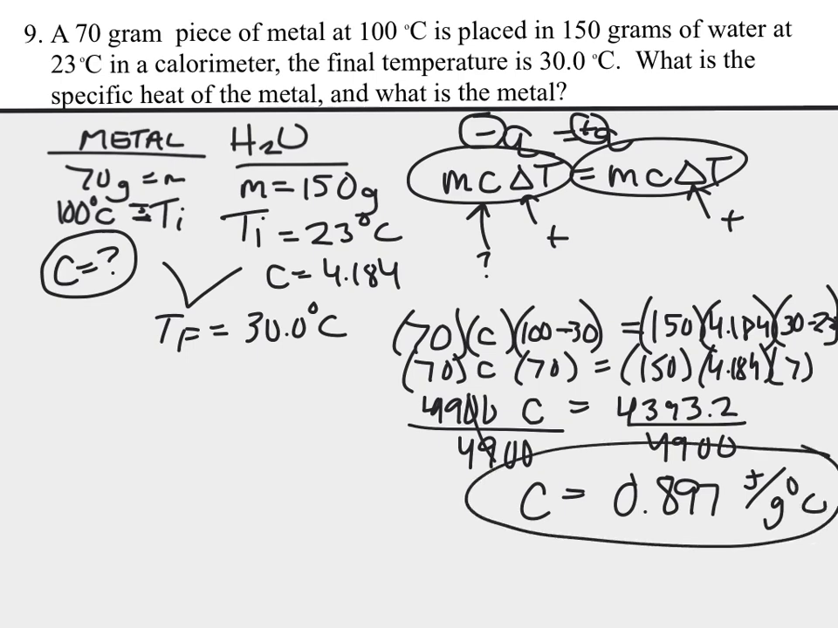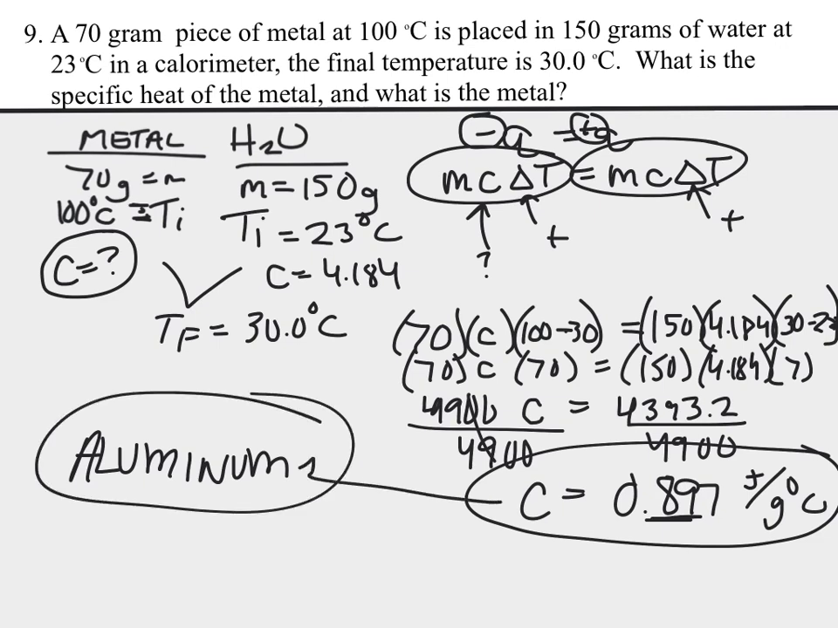Now that is the specific heat of the metal, but what metal is that? Well, let's look on our chart to figure out what's closest to that number. Looking on the page in the specific heat chart, it looks like the closest metal to 0.89 specific heat would be aluminum. So there you go. We not only found the specific heat, but it helped identify what metal we're actually dealing with, and calorimetry helped with that.